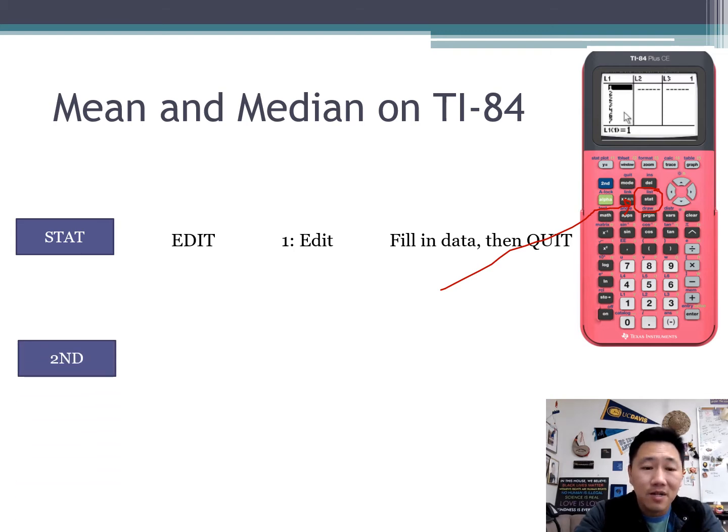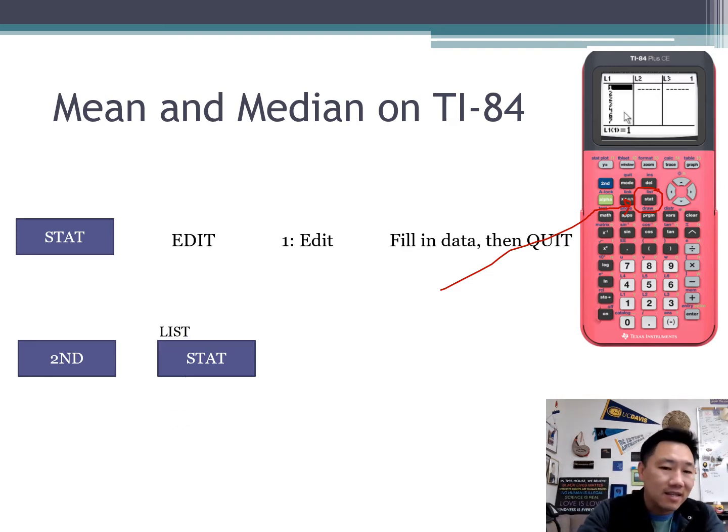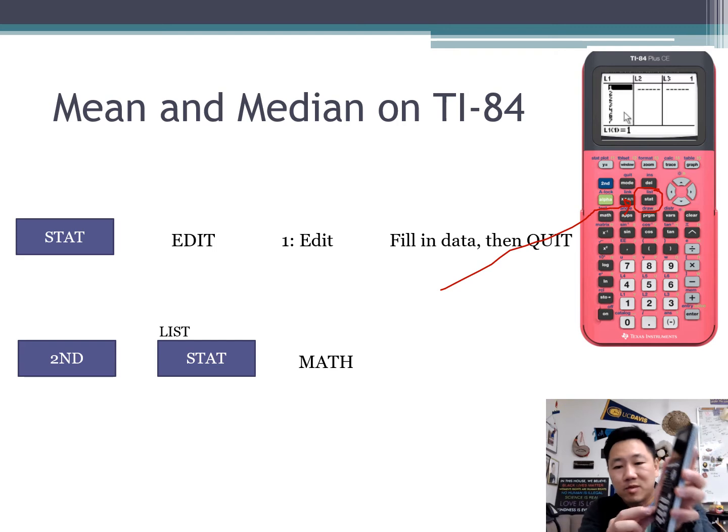And then this time you're going to hit the second button, and on top of the stat is the list. So if you click it and then scroll over to where it says math, I'm doing it as we speak.